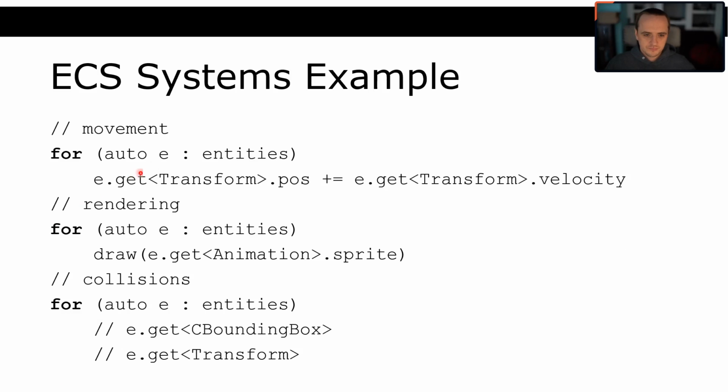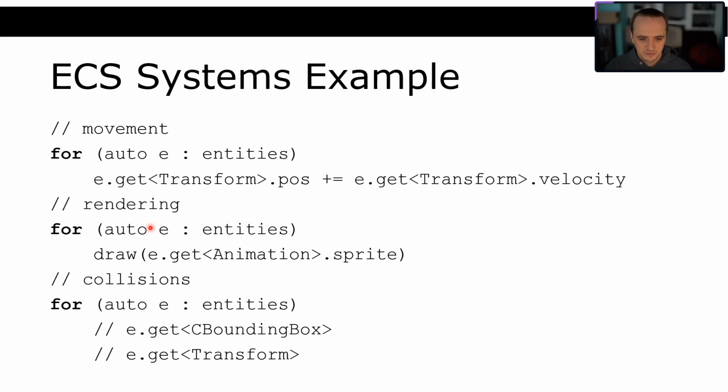All right. So let's look at our movement system. Our movement system does something like this. For every entity, get the transform component, add the velocity to the position. So it looks like in the movement system, all we really care about is the transform component. Okay, let's go down and look at rendering.